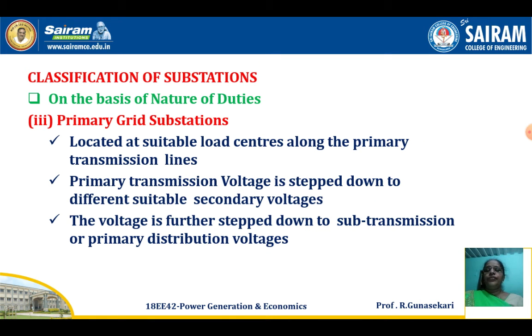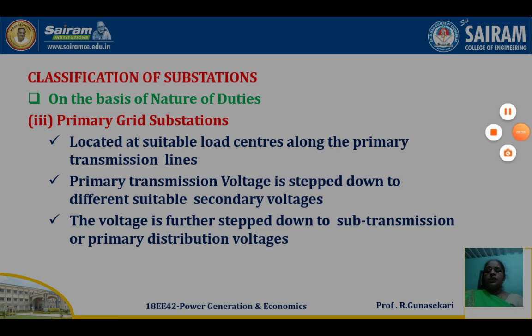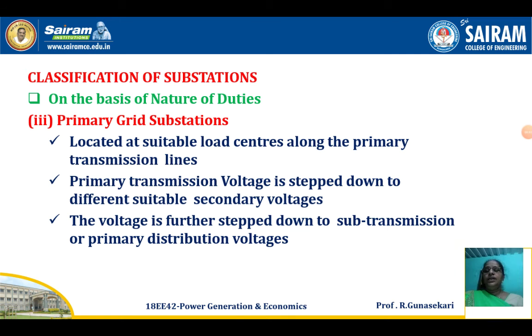Then on the basis of nature of duties. So the first one is primary grid substations, located at suitable centers along the primary transmission line. These types of substations are located at load centers along the primary transmission line only. In these primary substations, the primary transmission voltage is stepped down to different suitable secondary voltages only. In the primary grid substations, the voltage is further stepped down to sub-transmission voltages or primary distribution voltages.